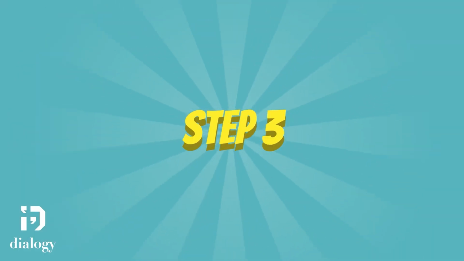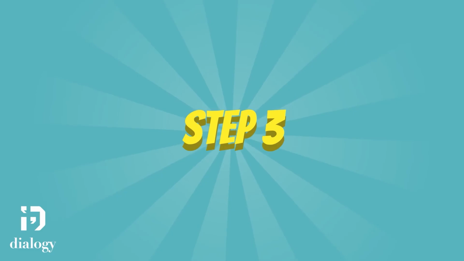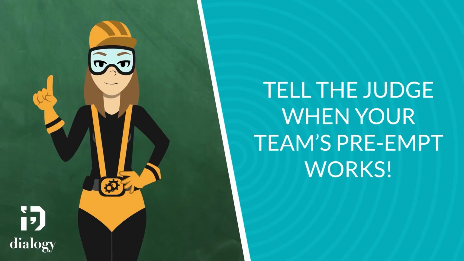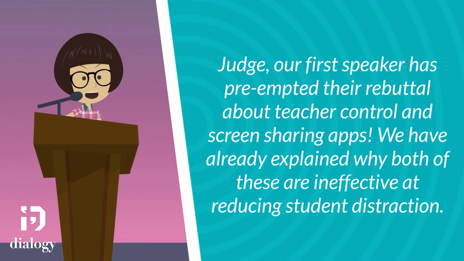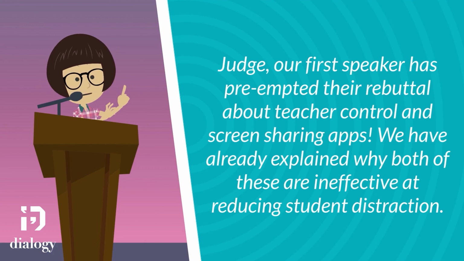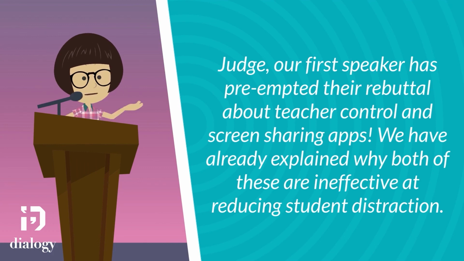The third and final step when preempting arguments is to make sure you tell the judge when your preempt works. If the previous example happens in a debate, then the second speaker for the pro team could say, Judge, our first speaker has preempted their rebuttal about teacher control and screen sharing apps. We have already explained why both of these are ineffective at reducing student distraction.